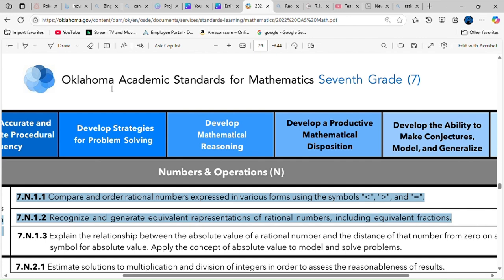What I will do and spend most of the time on is classifying numbers into one of 5 groups, that being counting, whole, integer, rational, and irrational. Let's dive into it.